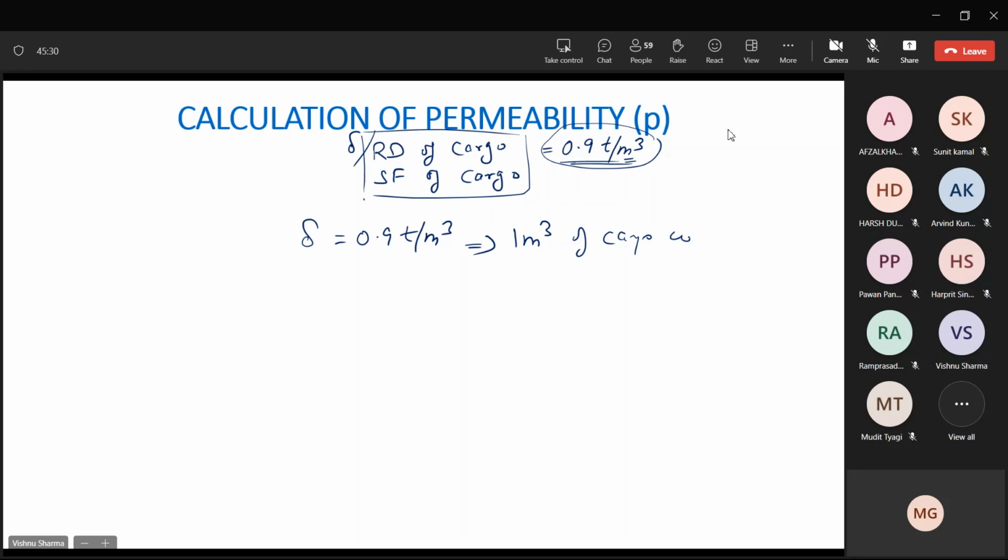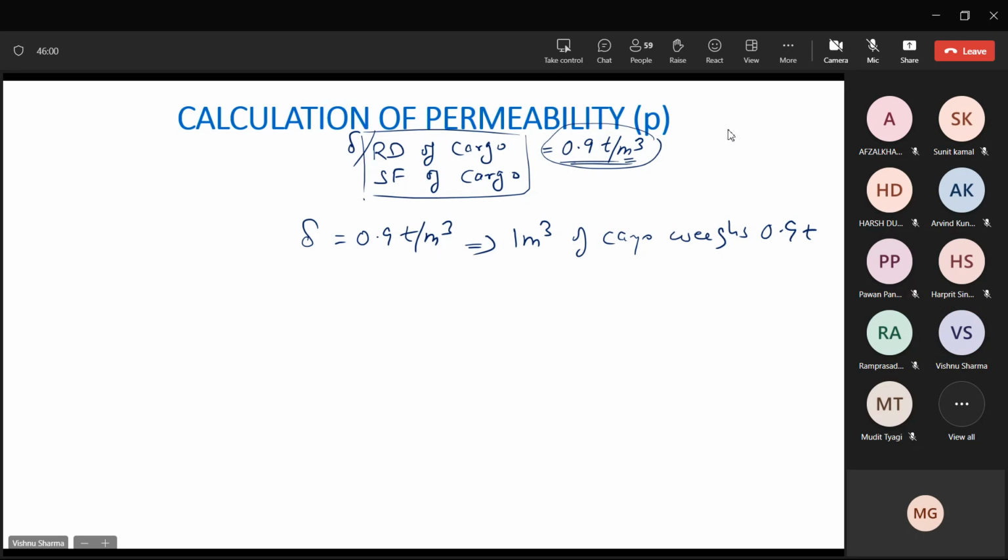Now, this will depend on the nature of the cargo. If you have iron ore and you take 1 cubic meter, it will weigh more. If you take cotton, 1 cubic meter volume will weigh less. So it is the weight of 1 cubic meter of cargo, which is determined by the nature of the cargo, what type of cargo it is.